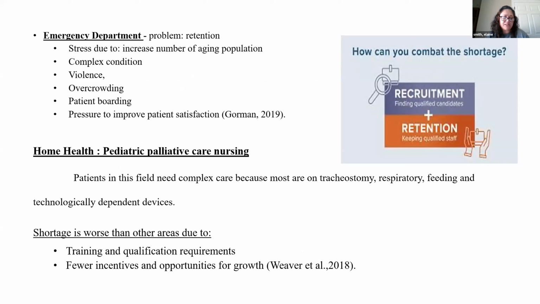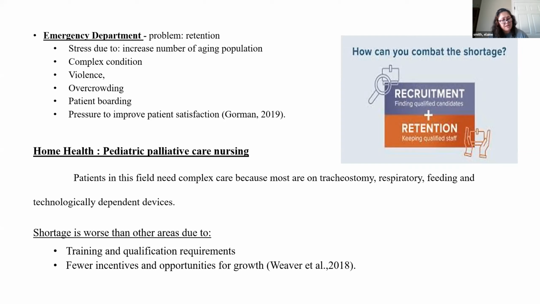Emergency departments have a problem retaining nurses. The reasons behind it are stress due to the increased number of the aging population having complicated conditions, violence, overcrowding, patient boarding, and pressure to improve patient satisfaction.